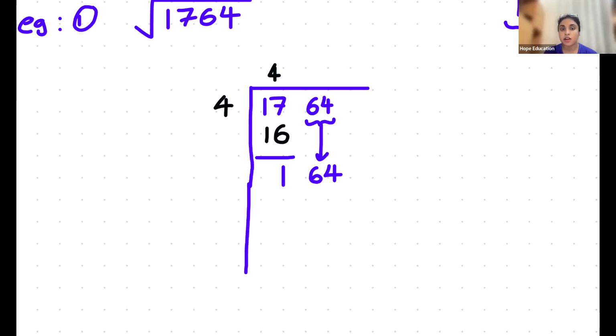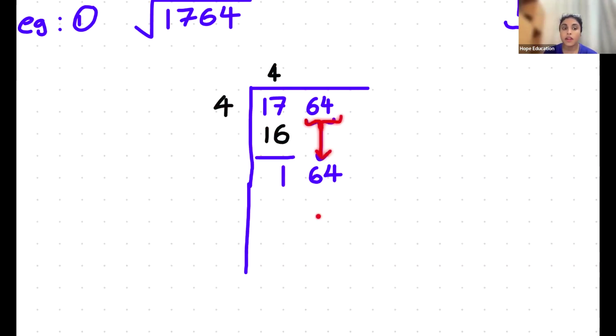I take the first pair of numbers. I take the square number that is immediately before that. 4 times 4 is 16, so I write 16. Then I subtract 16 from 17 and I get 1. In normal division, I just bring one number down, but in this particular method, you bring the next entire pair down, the entire 64.